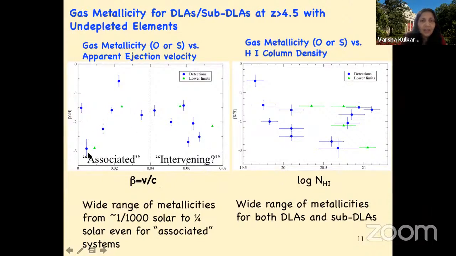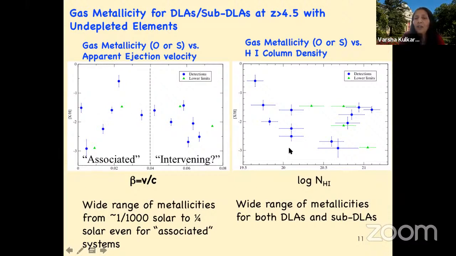You might think of beta less than 0.04 systems as the so-called associated systems. And further out, perhaps there may be some contamination from associated systems, but they're likely to be intervening for the most part. So there's a wide range in metallicities, ranging from 1/1000 solar to almost 1/250 solar, even among the associated systems. And maybe there are some trends here, but it's too small a sample, and there are still outliers.